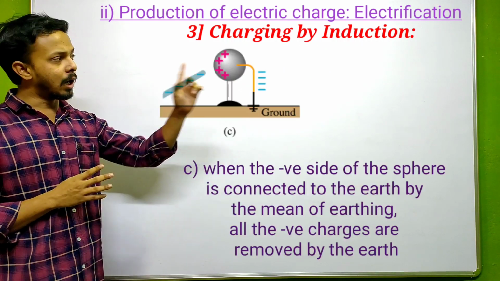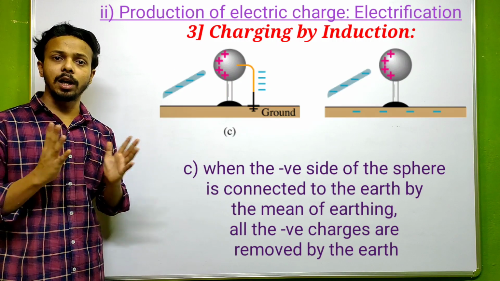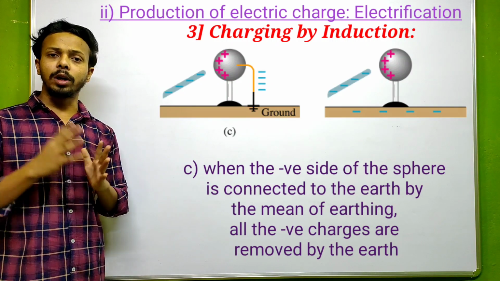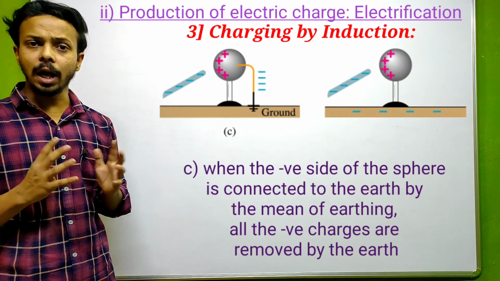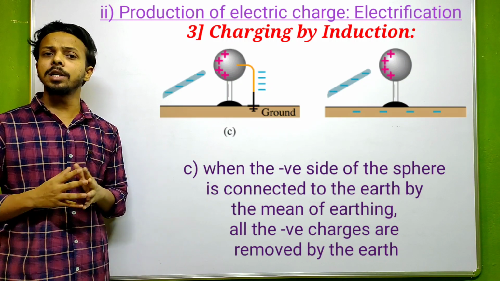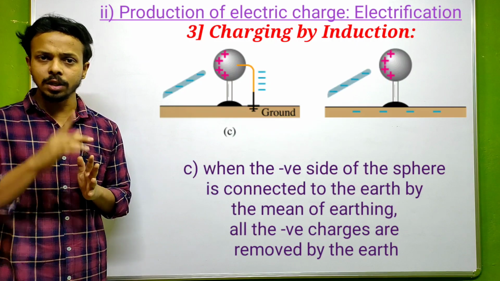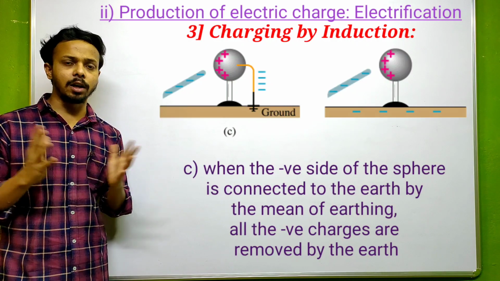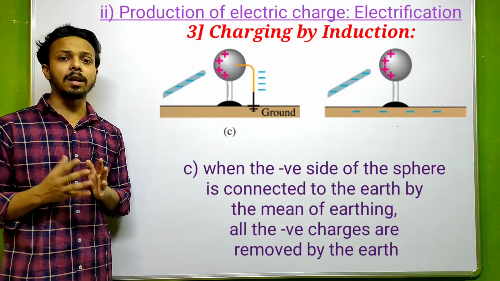Now that side, that is the negative part of the sphere, is connected to the earth by the process known as earthing, also known as grounding. So basically in our homes we do grounding, we do earthing, for the safety of our electronic appliances. Whatever extra charge is produced on our electronic appliances may damage those instruments, therefore we do earthing. So what happens? Whatever excess charge is produced just moves to the earth. As earth is a good conductor of electricity, sometimes it behaves like a source of electrons, or sometimes it behaves like a sink for the electrons.